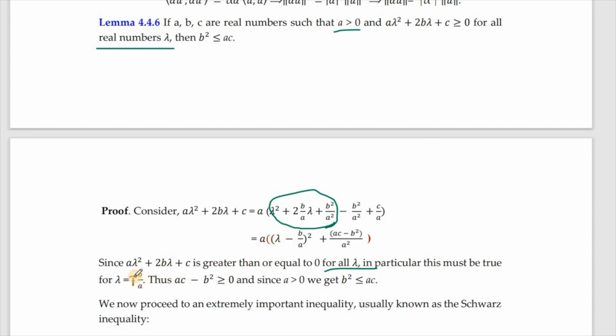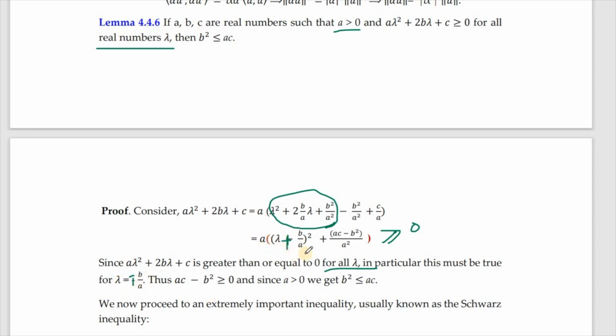This is minus only, but here it should be lambda plus b by a the whole square. Here a correction is to be made: lambda plus b by a the whole square. So here, taking lambda as minus b by a, this becomes 0, but already we know that this is greater than or equal to 0. So you have got this one to be 0 because you are choosing this as minus b by a.